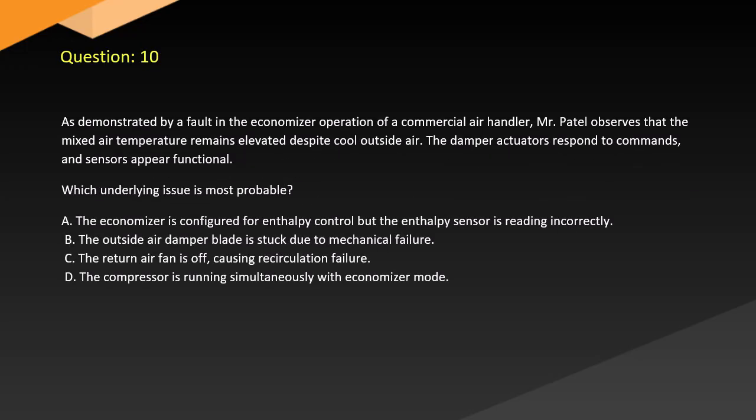Question 10. A technician is diagnosing a fault in the economizer operation of a commercial air handler. Mr. Patel observes that the mixed air temperature remains elevated despite cool outside air. The damper actuators respond to commands and sensors appear functional. Which underlying issue is most probable? A. The economizer is configured for enthalpy control, but the enthalpy sensor is reading incorrectly. B. The outside air damper blade is stuck due to mechanical failure. C. The return air fan is off, causing recirculation failure. D. The compressor is running simultaneously with economizer mode.